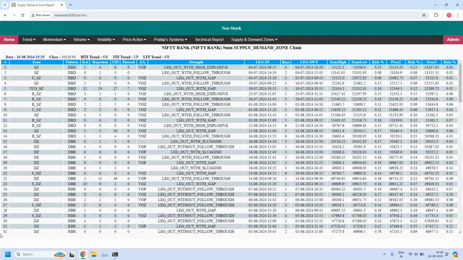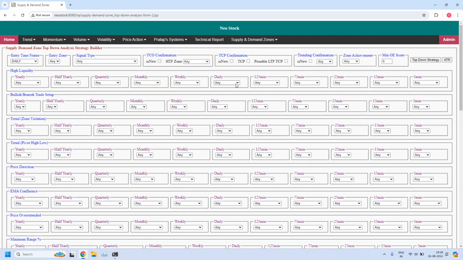So this is about Bank Nifty supply demand zone chain. We have completed both Nifty and Bank Nifty supply demand zone chain. The next reports are about bullish and bearish trade setups for all the 4 income trades. Let's start with monthly income trade bullish trade setup.